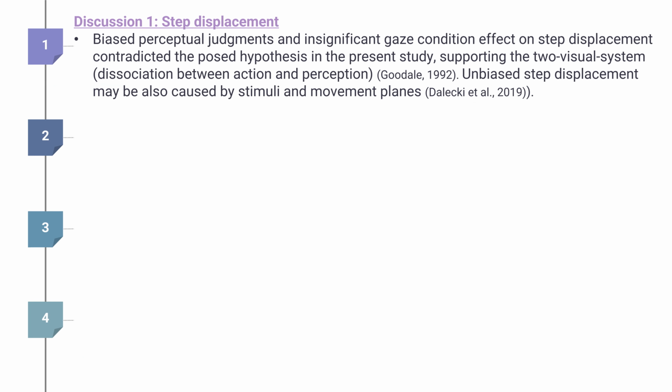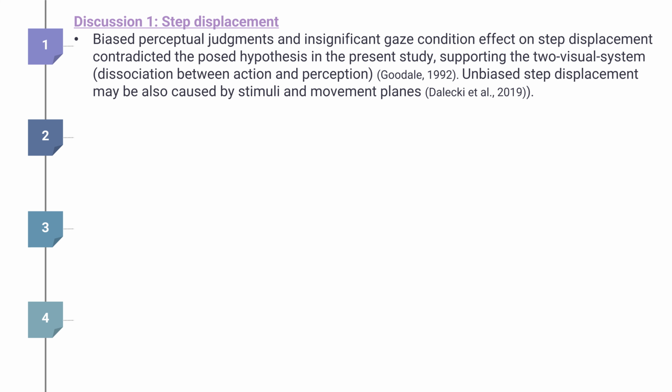First, biased perceptual judgments and unbiased step displacement in our study contradicted our hypothesis that action and perception would be influenced by the illusion in a similar way. Thus, our results support the dissociation between action and perception. Moreover, the unbiased step displacement may also be caused by the stimuli and movement planes.